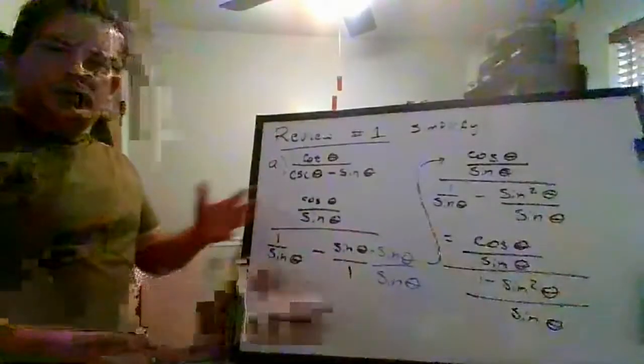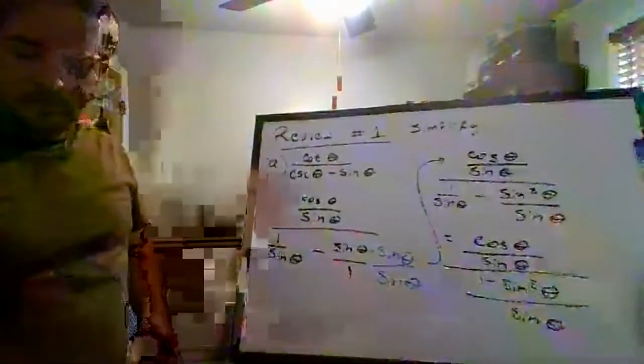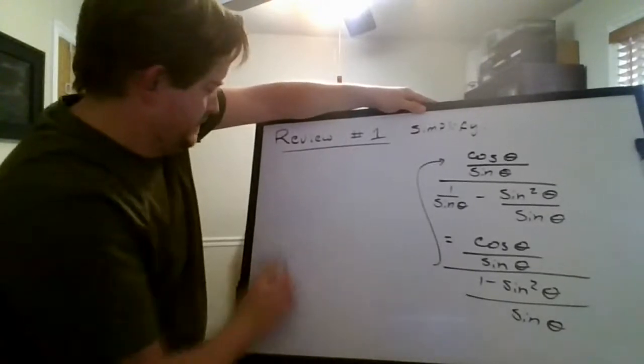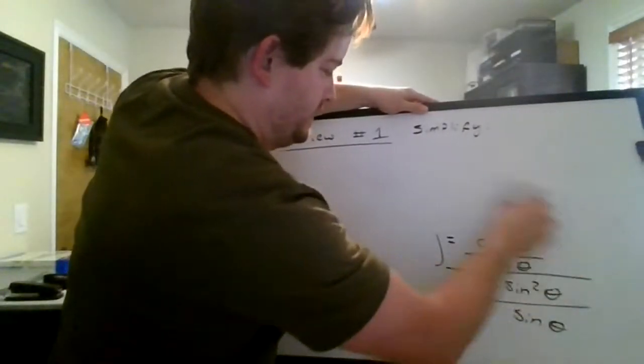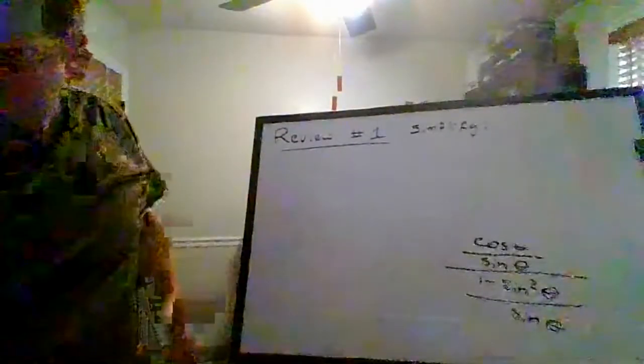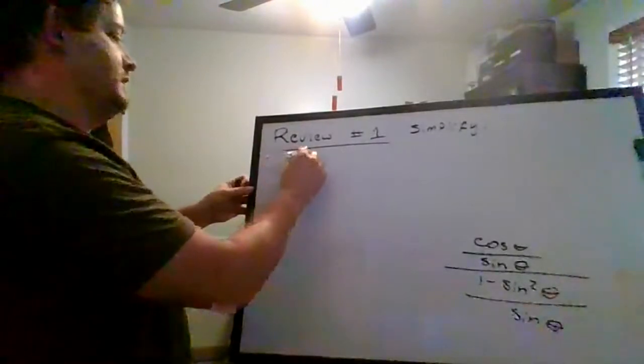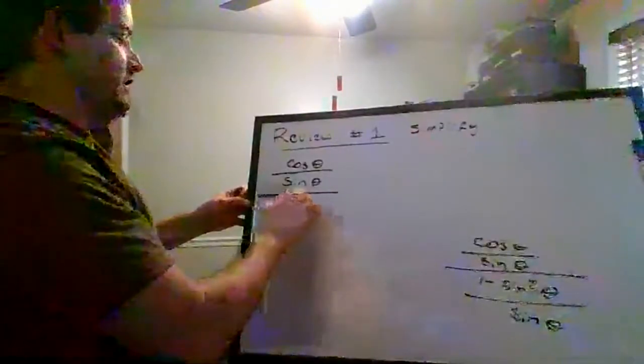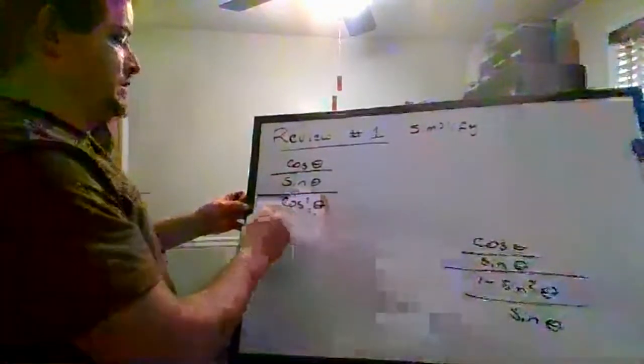Again, if you need this, pause the video because I need the room. So what I'm going to do is take this 1 minus sine squared of theta and say that's cosine squared of theta. And so I'll rewrite this then as the cosine of theta over sine of theta, over cosine squared of theta, over sine of theta.